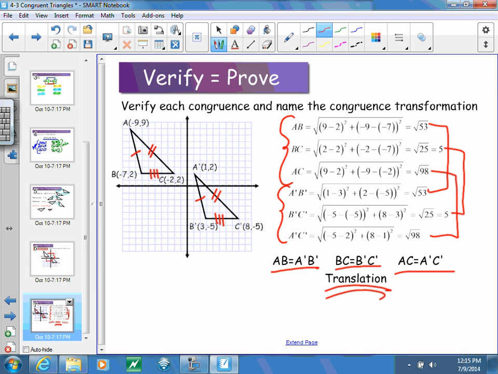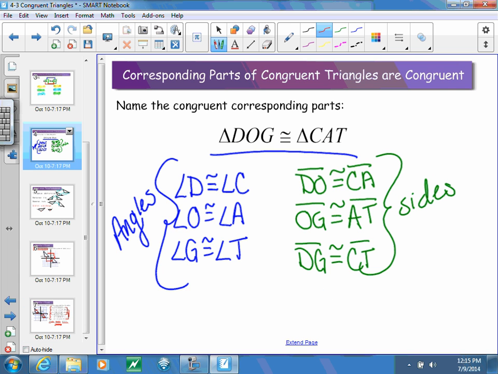So we'll be looking at different ways of proving this, ways that you don't have to write out all the distance formula, in the next couple days. But really what we need to be able to do is work with that CPCTC and be able to come up with those 6 corresponding congruent parts.